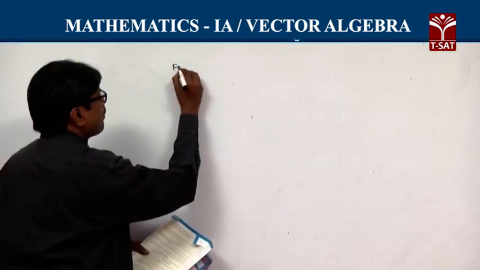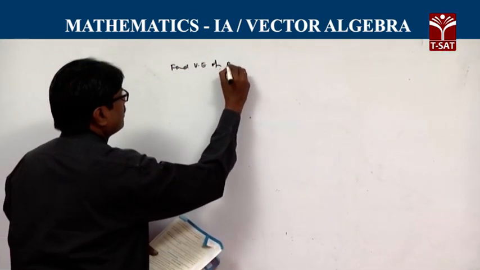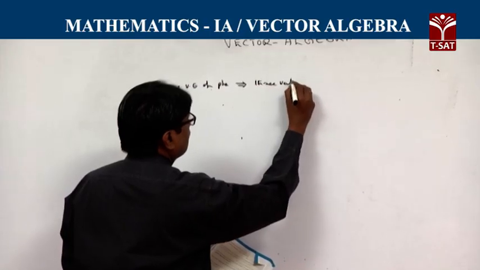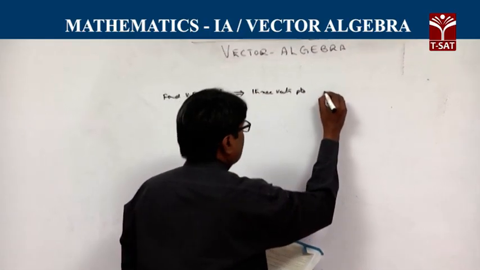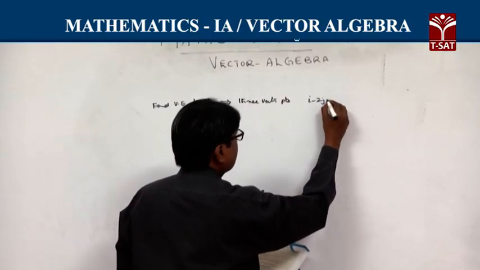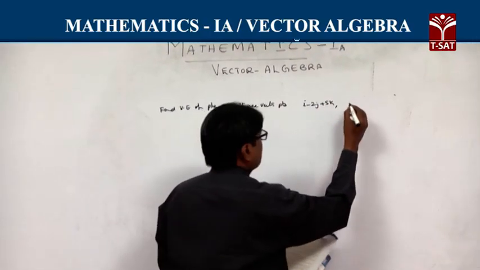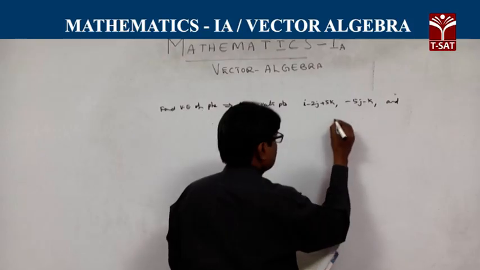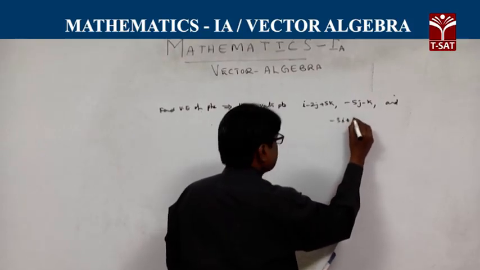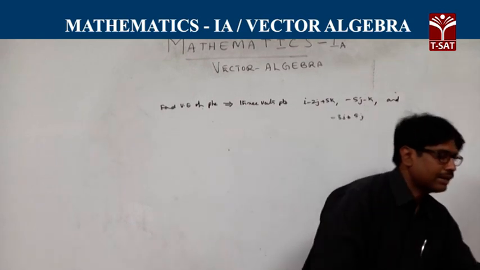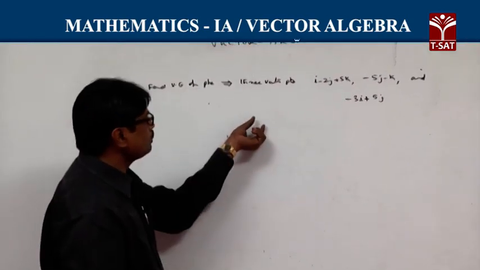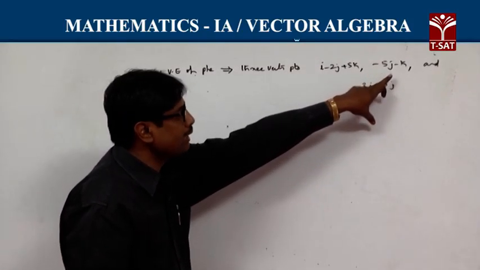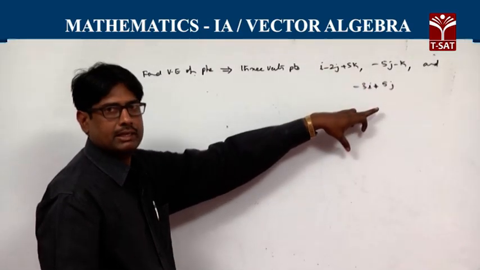Find the vector equation of the plane passing through three vector points i bar minus 2j bar plus 5k bar, minus 5j bar minus k bar, and minus 3i bar plus 5j bar. Find the vector equation of the plane passing through three vector points i minus 2j plus 5k, minus 5j minus k and minus 3i plus 5j.